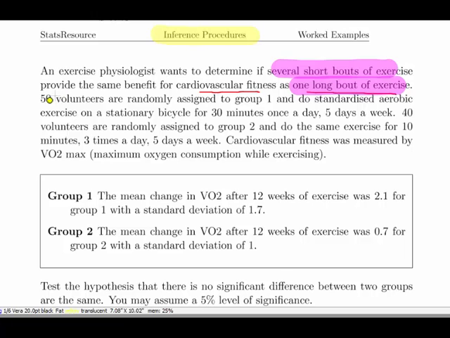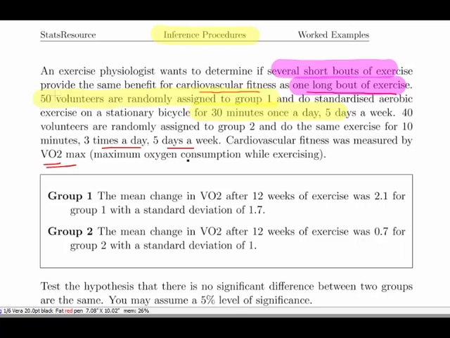So we have 50 volunteers randomly assigned to group 1 to do a standardized aerobic exercise on a stationary bicycle for 30 minutes once a day for 5 days a week. The second group, 40 volunteers, are randomly assigned to group 2 and do the same exercise for 10 minutes 3 times a day, 5 days a week. Okay. Cardiovascular fitness was measured by VO2 max, which is maximum oxygen consumption when exercising. Okay, so this is it in a nutshell.